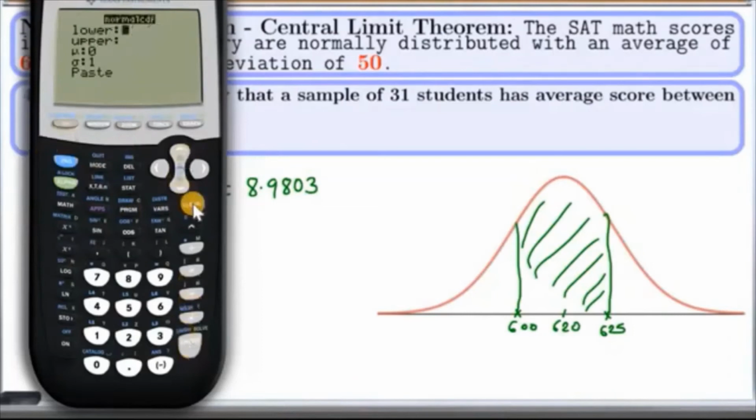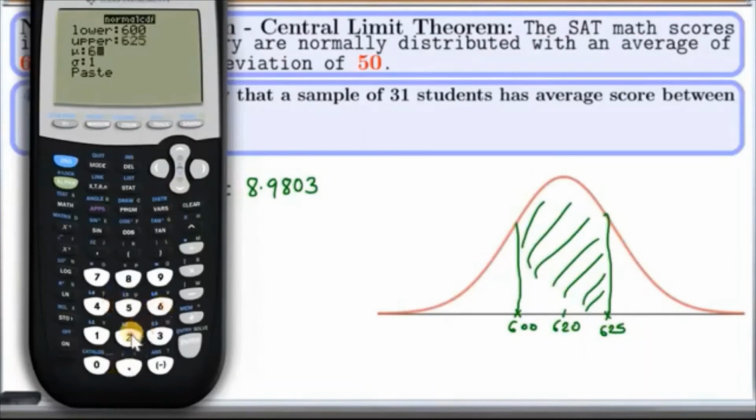Let me clear what I have on the screen. So basically we need lower value, upper value, mean, and standard deviation. So let's look at this diagram here to find out our lower value and our upper value. Looking at this diagram, we know our lower value is 600. So let's put that there. Our upper value is 625.